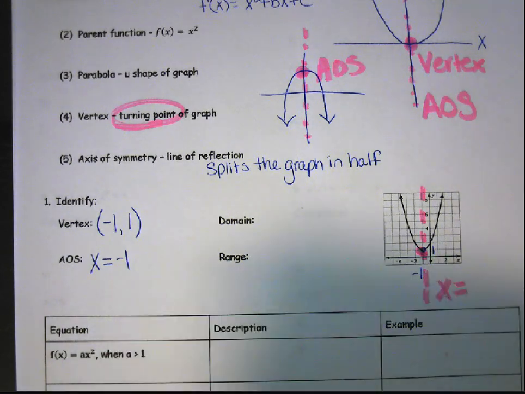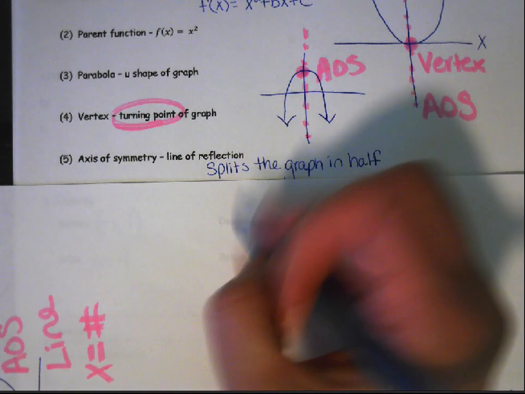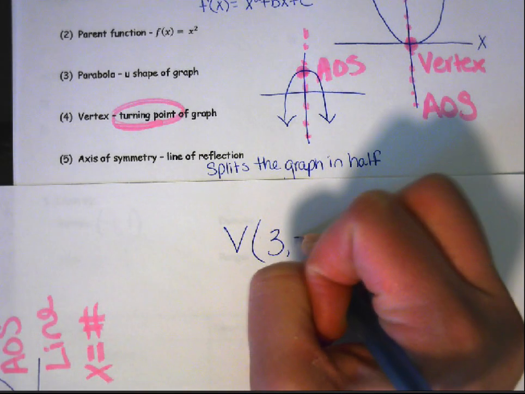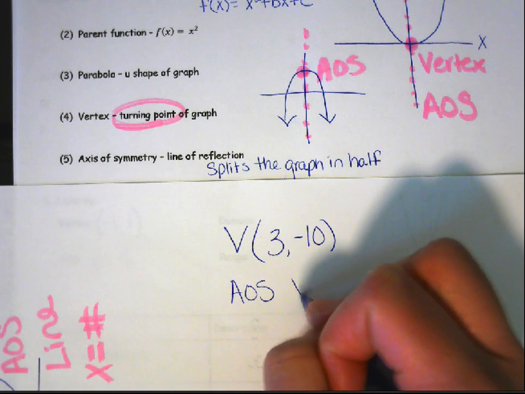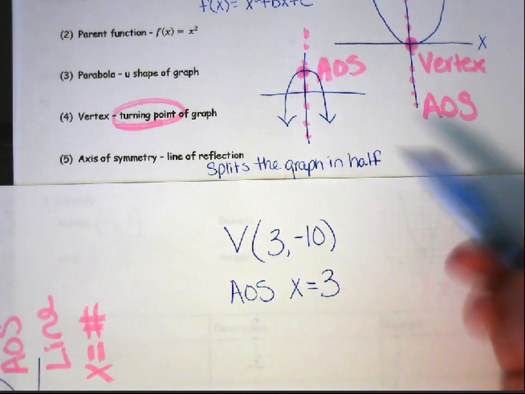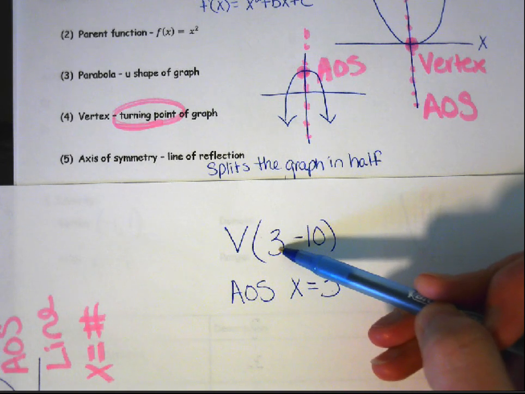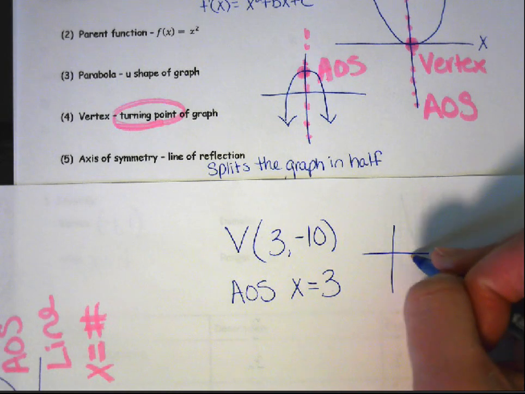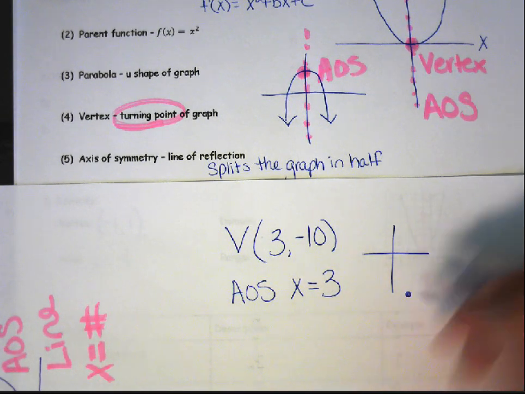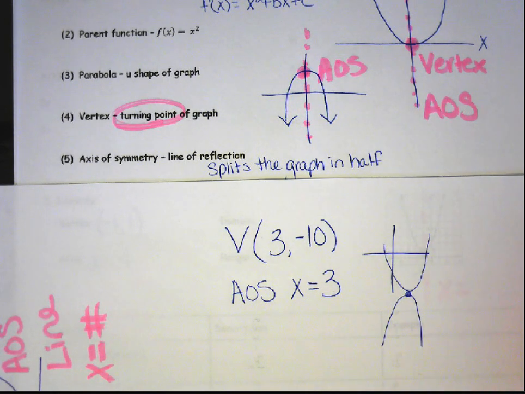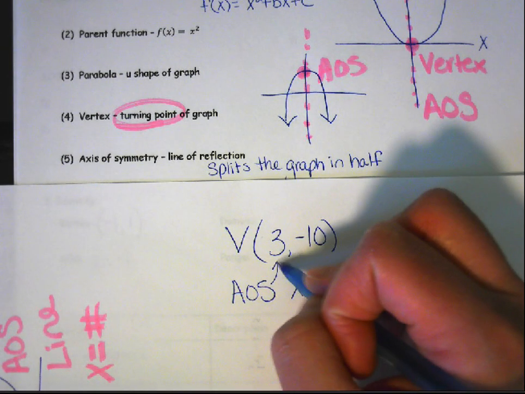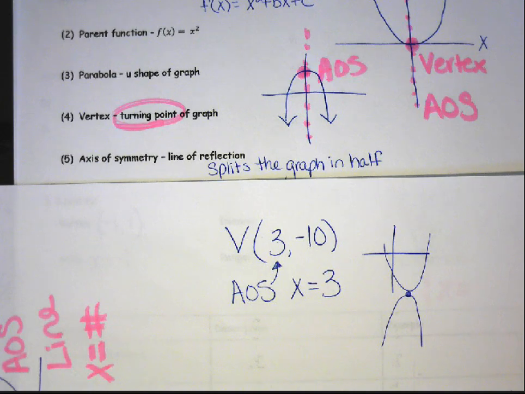So again, let me just grab a blank sheet of paper here. Let's say your vertex was (3, -10). Well, that means your axis of symmetry would be x equals 3. The axis of symmetry is always from this number because it's the x coordinate. So again, if your vertex was over 3, down -10, now we don't know if it opens up or opens down, but that's not going to affect the axis of symmetry. So the axis of symmetry is always just the x coordinate, okay?